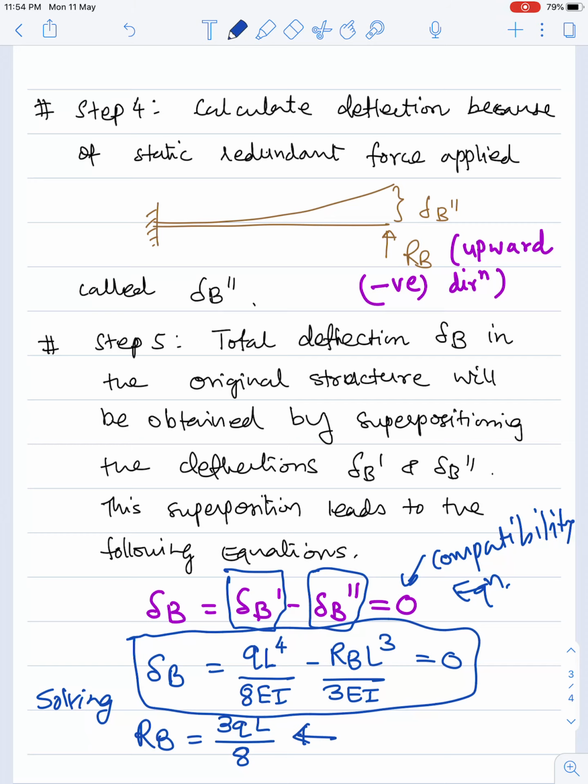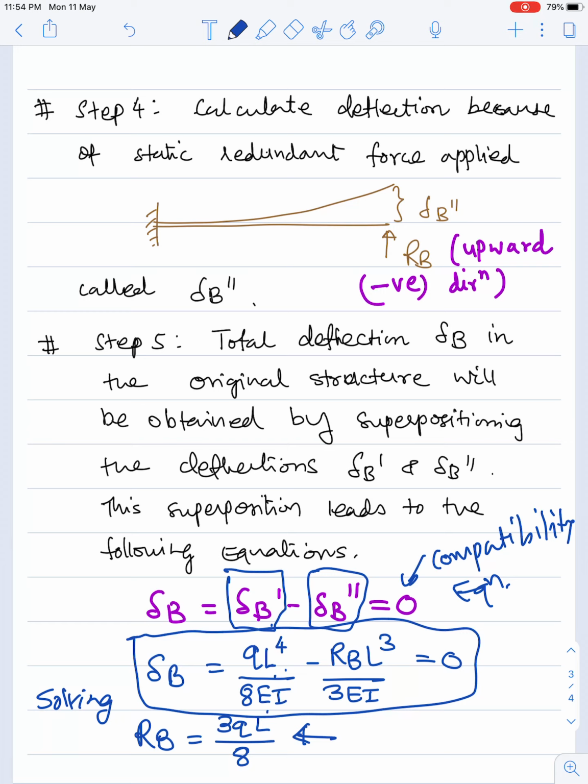Now these values are well defined. Under the external load, you can get the formulas for the deflections. For delta B dash, we get QL to the power 4 over 8EI, and for delta B double dash, we get RB L cube over 3EI. So this is how, for a single degree of freedom, when the static degree of indeterminacy is 1, the structure is solved.